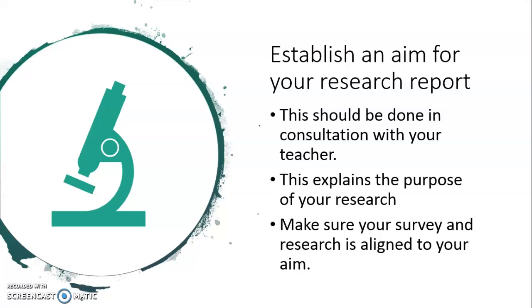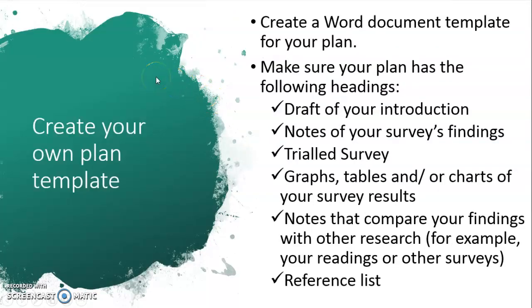What I want to do is have conversations with each of you and talk about the aim of your research. Once you've worked out your aim and we've come to some kind of agreement, I mean, you have a lot of autonomy. I'm going to let you go for it and come up with some ideas. I just want to help you to refine it. Then after you've done that, you're going to make sure that your survey and your research is aligned to your aim. In a lot of ways your aim will help you to focus your report, and you should always refer to it when you're thinking about writing. Does what I'm writing or what I'm doing further the aim of the report?